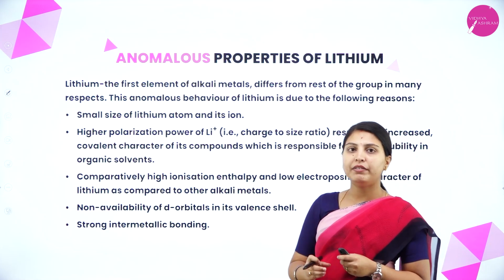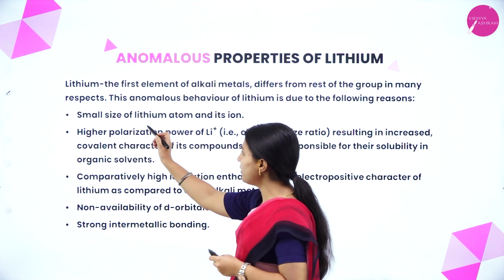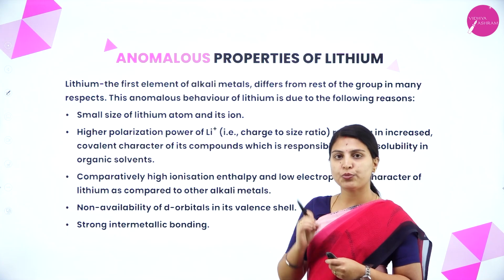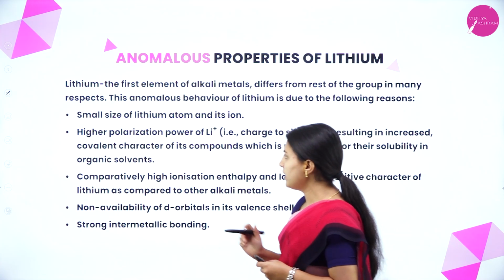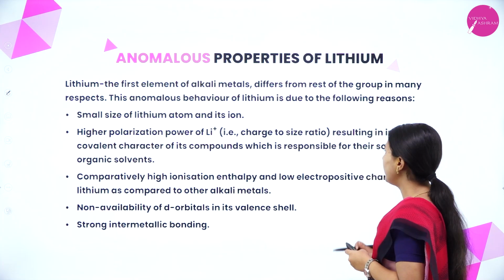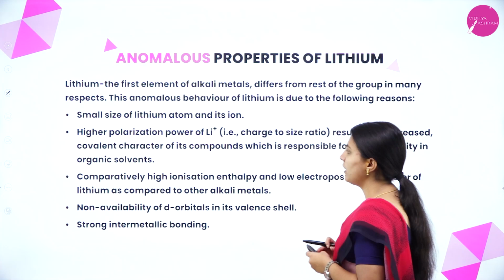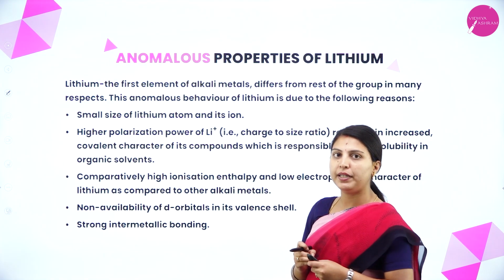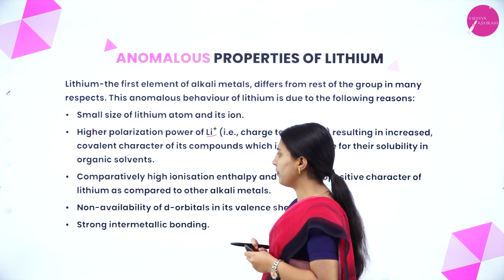Why does it have anomalous properties? What are the reasons behind this? Small size of lithium atom and its ion. Lithium has a very small size because it's the first element. Higher polarization power of Li+, resulting in increased covalent character of its compounds, which is responsible for their solubility in organic solvents. This cation has high polarization power. That is also one reason.